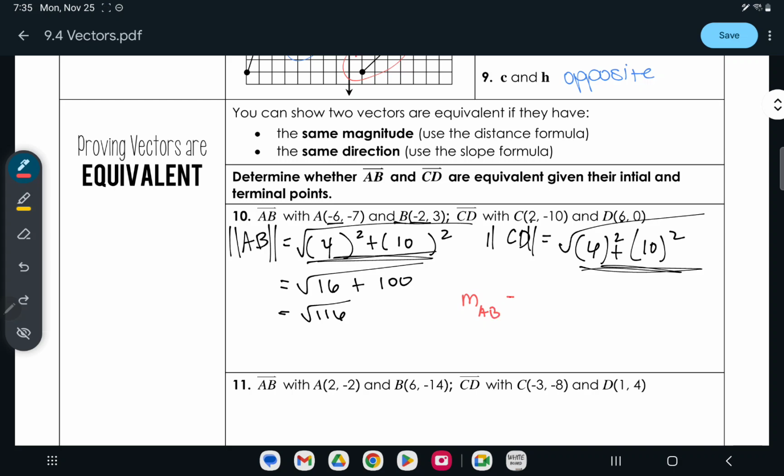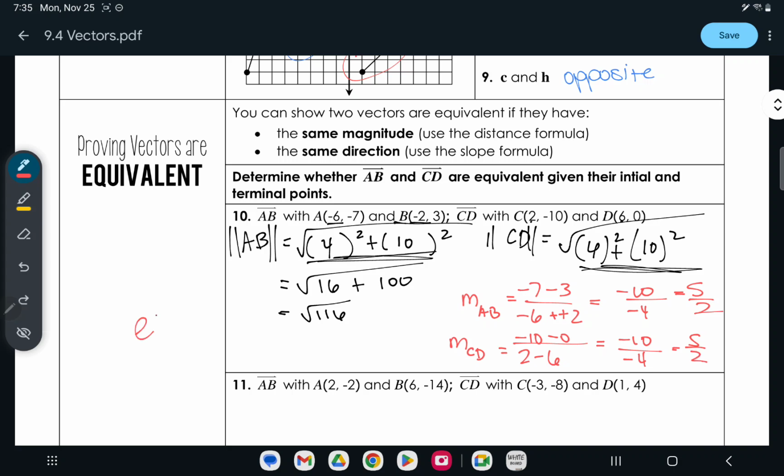The slope for AB is the change in y, so -7 minus 3, over the change in x, -6 minus -2. That gives me -10 over -4, which reduces to 5/2. The slope for CD, let's see, I should do my y's first: 2 minus 6, so -10 over 0 minus 2, so -10 over -4, which reduces to be the same.